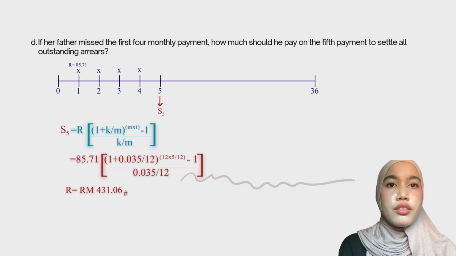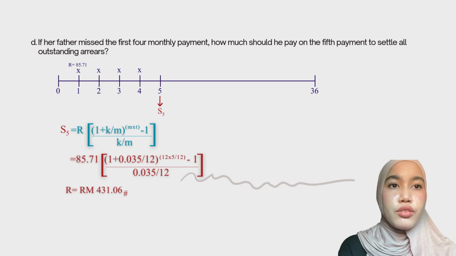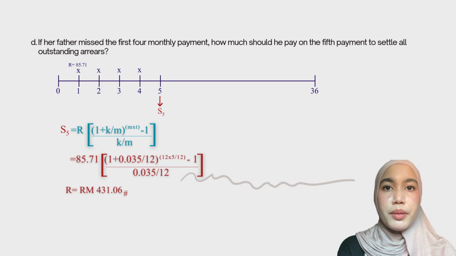With the information that we had, we substitute into the formula, where M equals 12, T equals 30, R equals 85.71, A equals 2,925, and the additional payment is RM 509.05. After all the calculation, the total amount that must be paid on the 5th payment to clear all arrears is 431 ringgit and 06 cents.